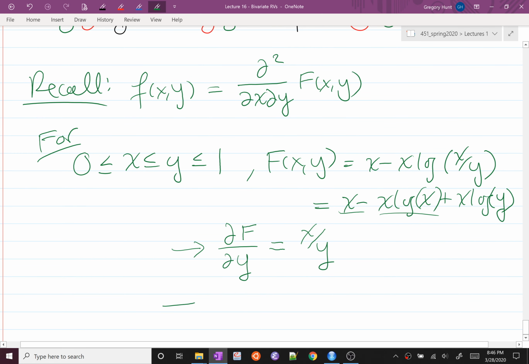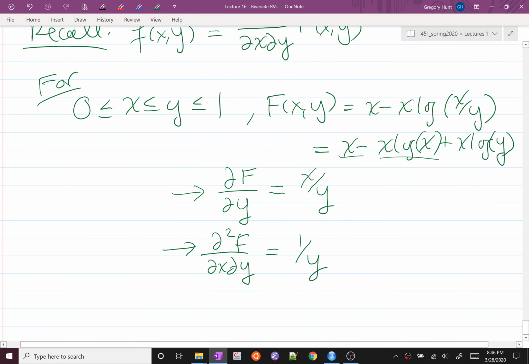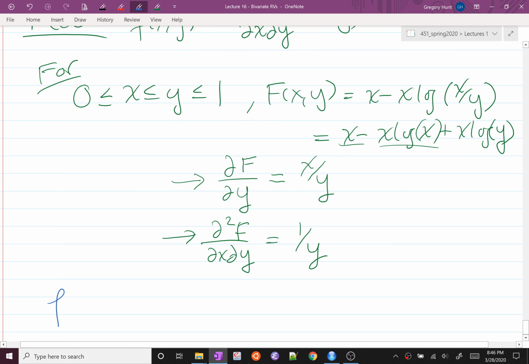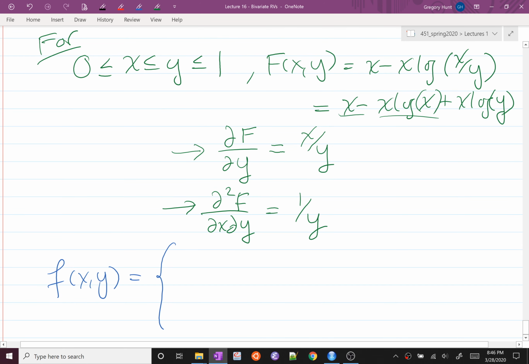And if I then look at the mixed partial with respect to x, that top will go away, and I'll just get 1 over y. So that tells me that the joint PDF is 1 over y, for 0 less than x, less than y, less than 1, and 0 otherwise, right?